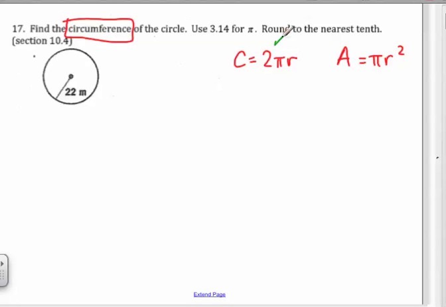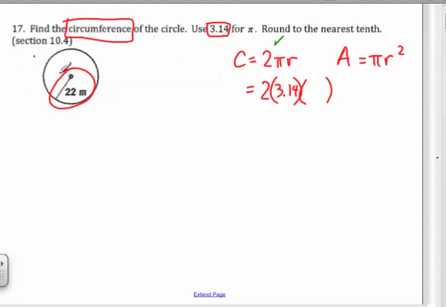And I'm going to fill in the information that I know. 2 is a constant, so I'm going to write it here. The problem told me to use 3.14 as my approximation for pi. And then the radius, or r stands for the radius. And in this case, I'm given this piece of information, 22 meters. Is that a radius or is it a diameter?